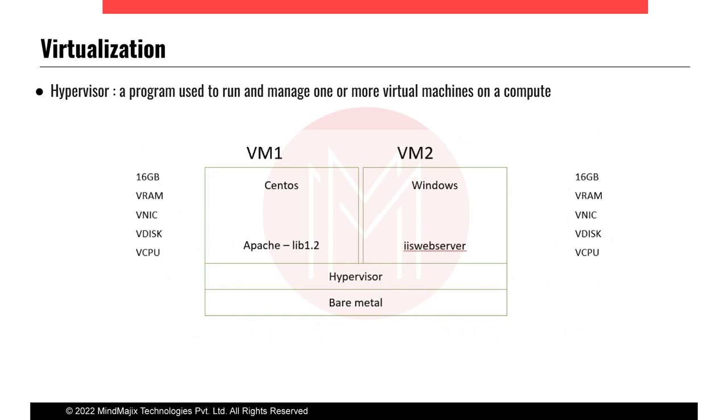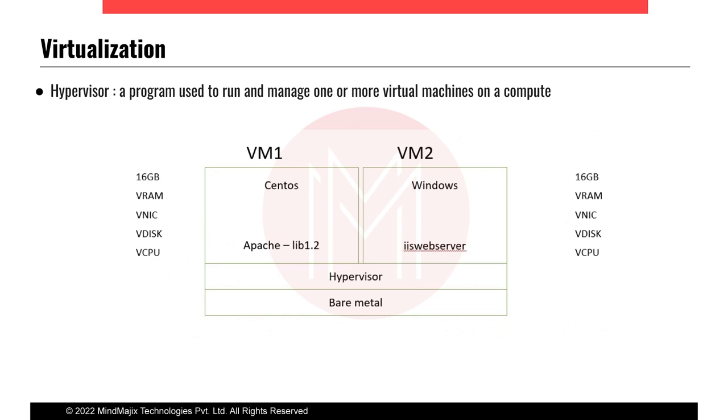I have taken the same example with the same specifications and everything. But here on the bare metal, we are installing our hypervisor. A hypervisor is nothing but a program to run and manage one or more virtual machines on your computer. So we have two types of hypervisors. One is that you install on your OS, and the other one is that you install directly on your bare metal. So for example, here I have installed the hypervisor as KVM.